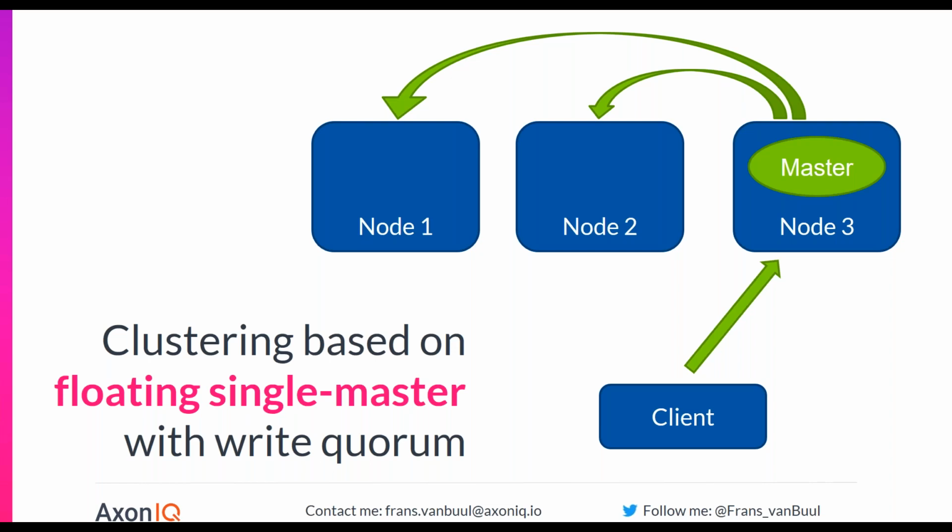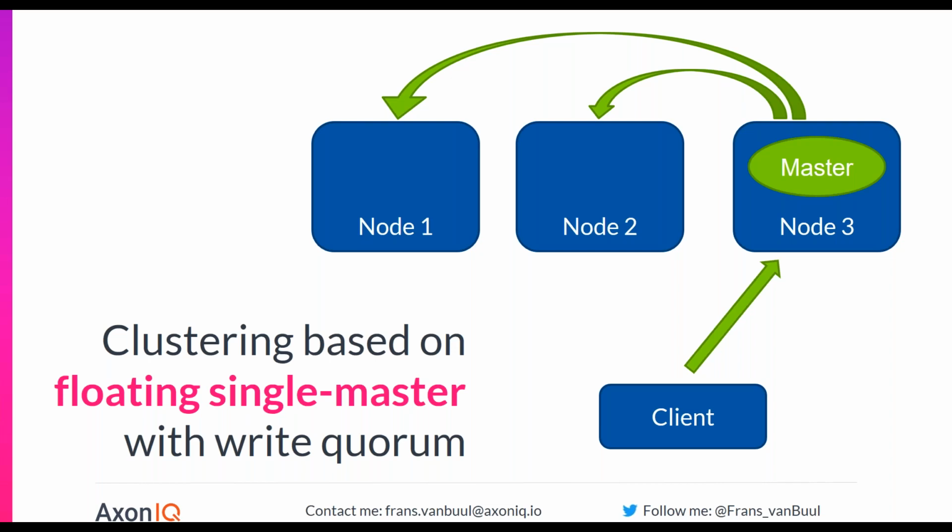We have a clustering model which is based on having a single master. But that single master is floating. So usually clusters would be 3 or maybe 5 nodes. One is the master. If a client accesses a node which is not a master, that node will tell the client, please go to another node, which is the master.